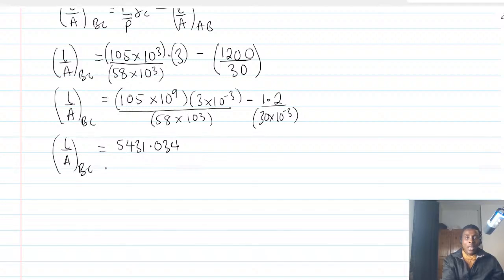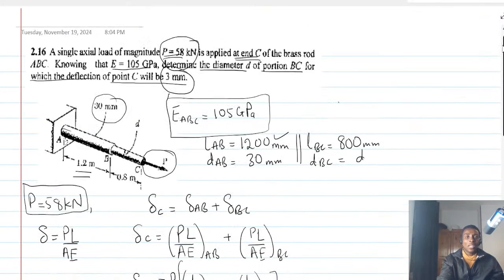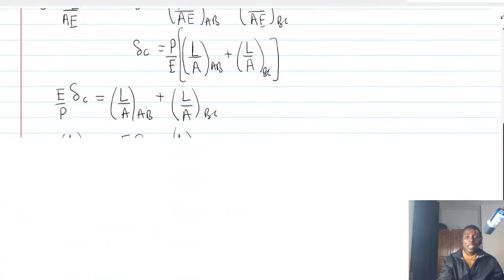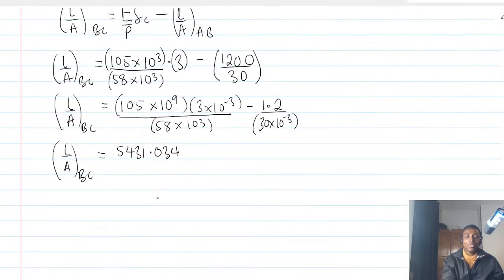All right, so now we have this. The question said we should find the diameter. Look at this. The question said we should find the diameter of the portion BC. It means that we need to go back and then solve for the diameter. Now this is how we are going to do it.